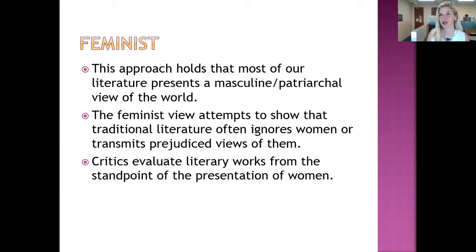Anytime you're looking at a piece of literature, you might say, in what way is the woman's mind, her psychological perceptions of the world, well developed, or is it stereotyped? If it's stereotyped, then there's something missing from the story.